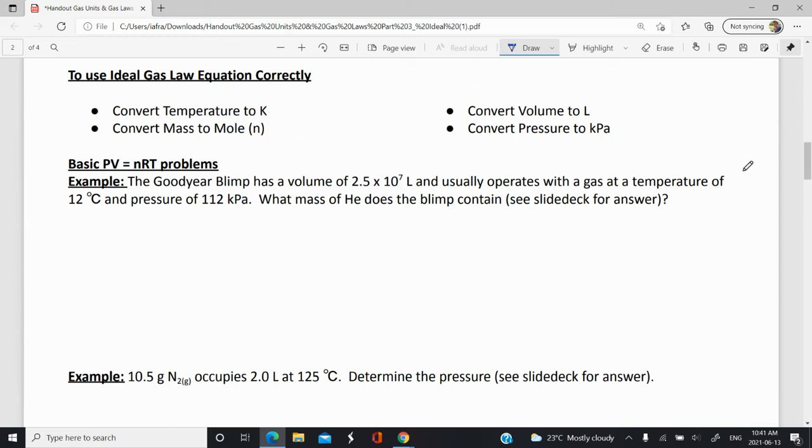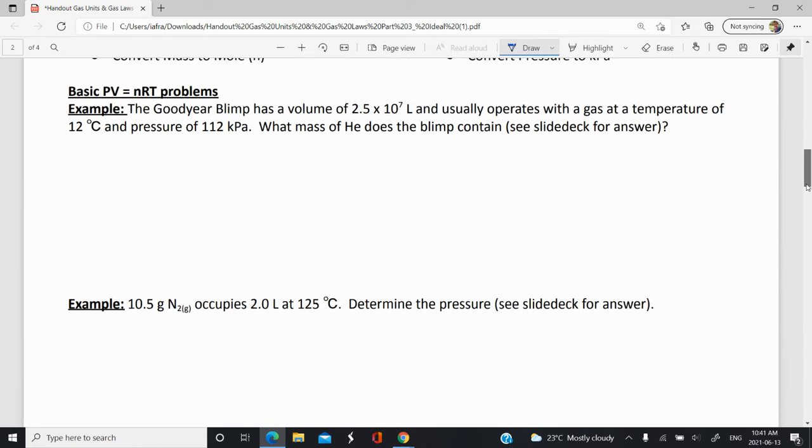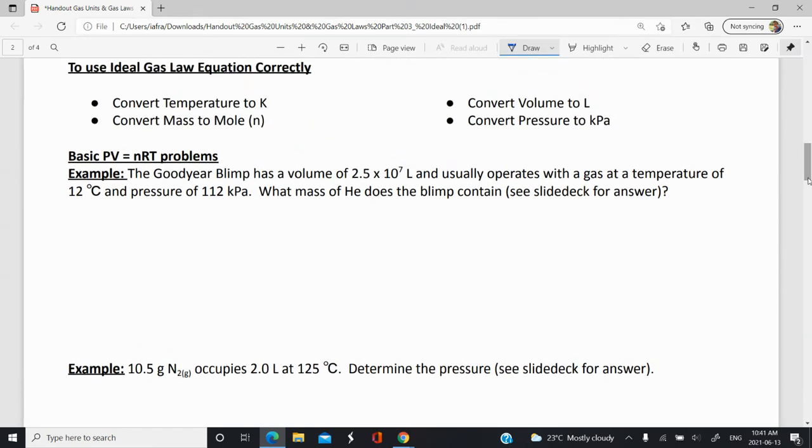So these are just some little tips to use the ideal gas equation correctly. And here we go. Let's do a few basic PV is equal to nRT problems. So we have: the Goodyear blimp has a volume of 2.5 times 10 to the power of 7 liters and usually operates with a gas at a temperature of 12 degrees Celsius and a pressure of 112 kPa. What mass of helium does the blimp contain? So let's go ahead and first of all write out some information. We have volume is 2.5 times 10 to the power of 7 liters.